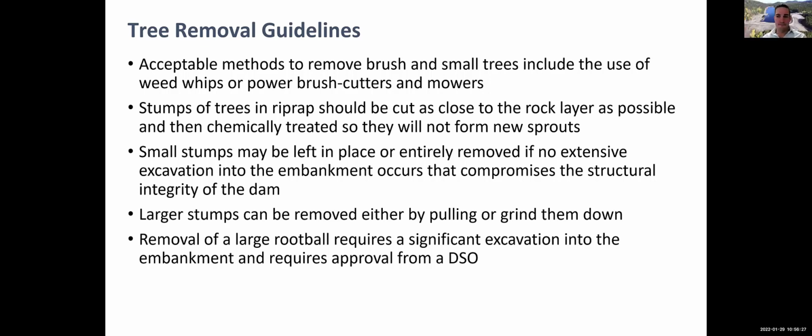Stumps. If the upstream surface of your dam has riprap on it, it's hard to work around the riprap to cut things down really close to the embankment because you're dealing with all the rock. So you cut them as close as you can. This guideline says to chemically treat these stumps so they will not form new sprouts.